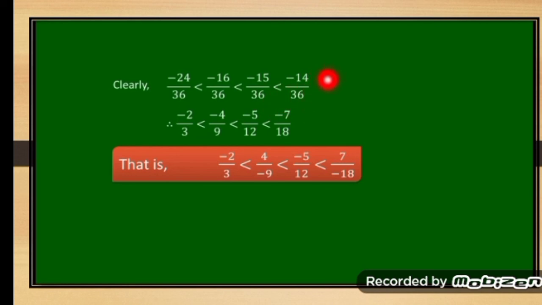So after arranging these rational numbers in ascending order, now we will write the answer in the form of the original question. This rational number was obtained from minus 2 by 3 and this was obtained from minus 4 by 9. This rational number was obtained from minus 5 by 12 and this was obtained from minus 7 by 18. As in the original question, the denominators of this rational number and this rational number were negative, so you can write it also.